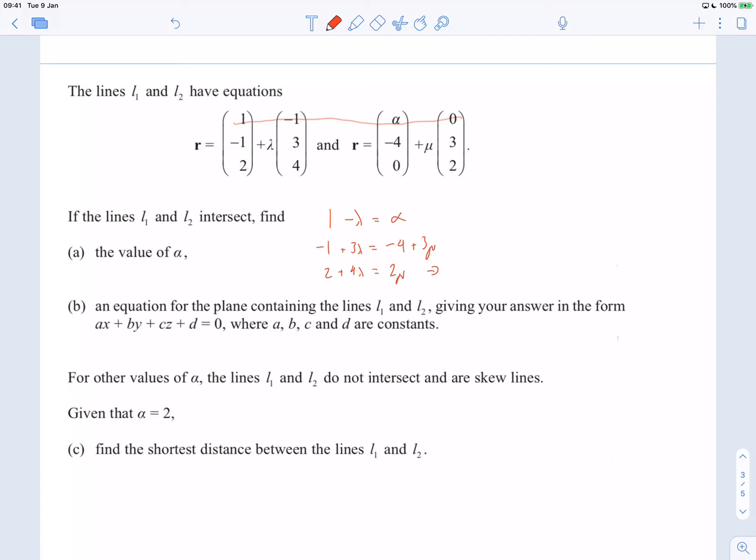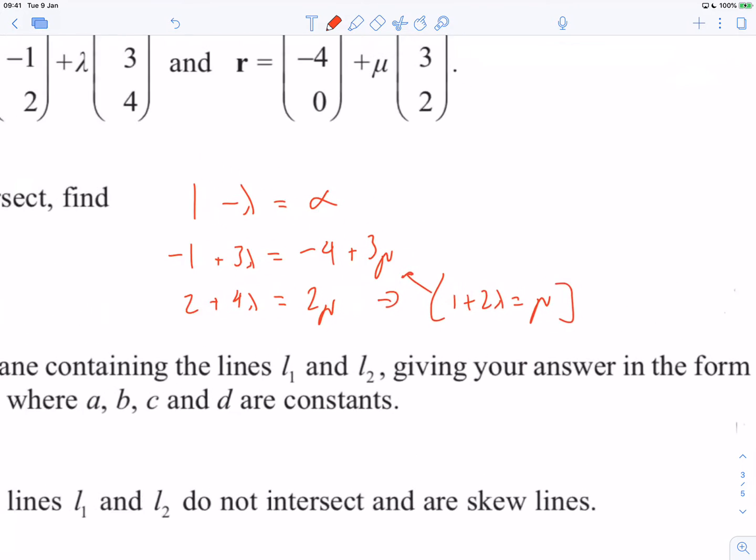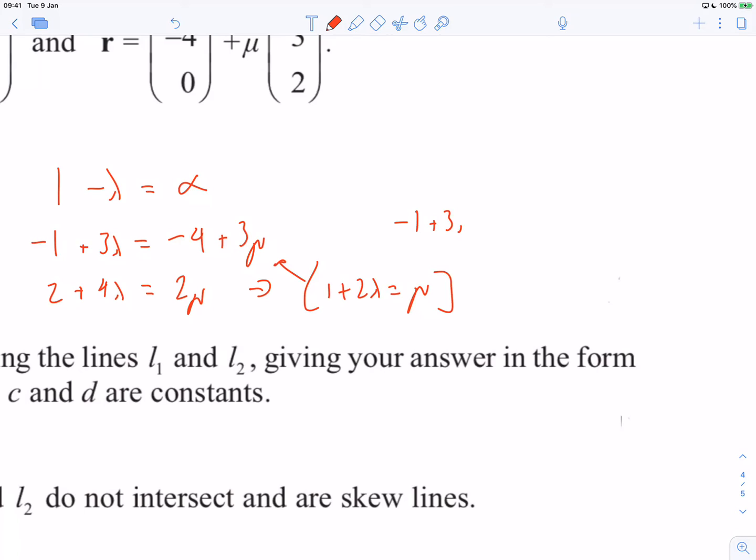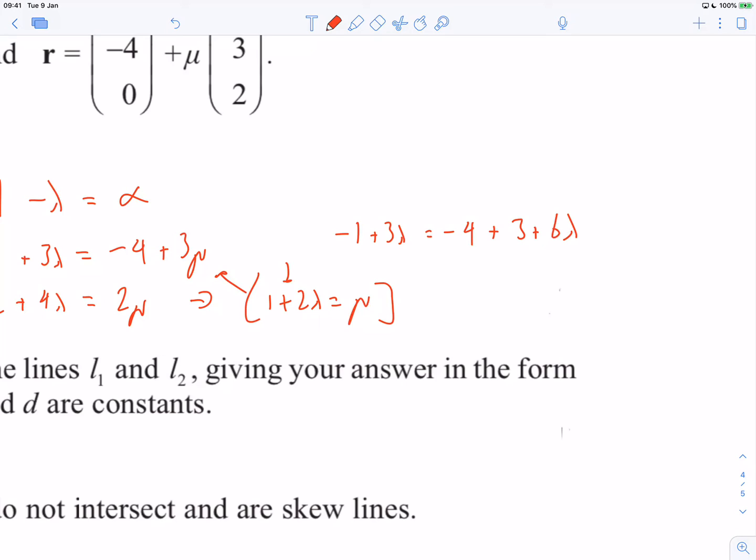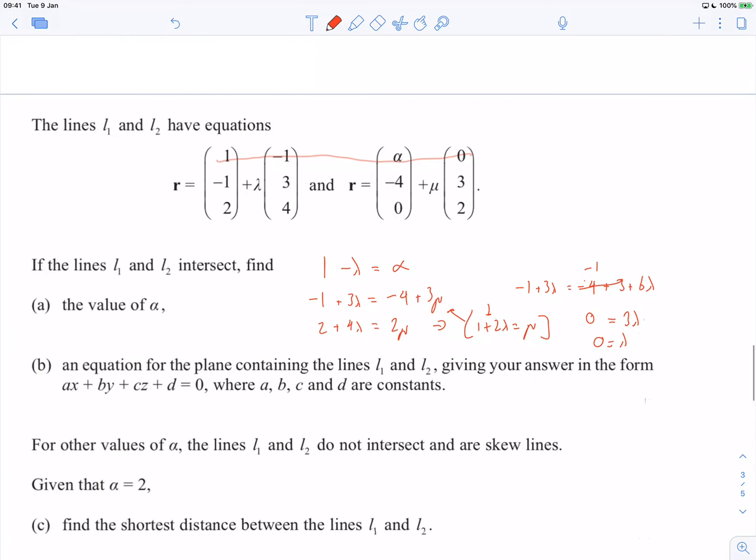If I take the last row and divide by 2, then I've got 1 plus 2 lambda equals just a single mu. Then I can plug that up here in this row to get minus 1 plus 3 lambda equals minus 4 plus 3 lots of mu, so that's 3 lots of this thing, which is 3 plus 6 lambda. If I minus 3 lambda from both sides, I'll get a 3 lambda on the right hand side. Minus 4 plus 3 is minus 1. Ooh. So 3 lambda is 0. So lambda is 0? Interesting.